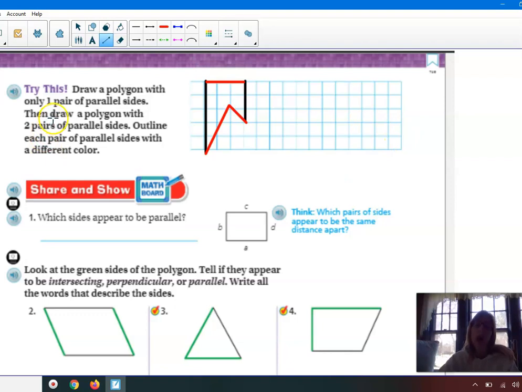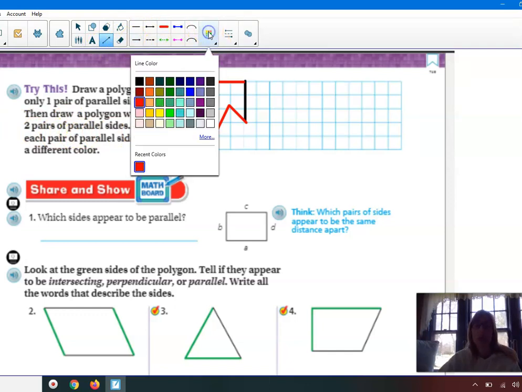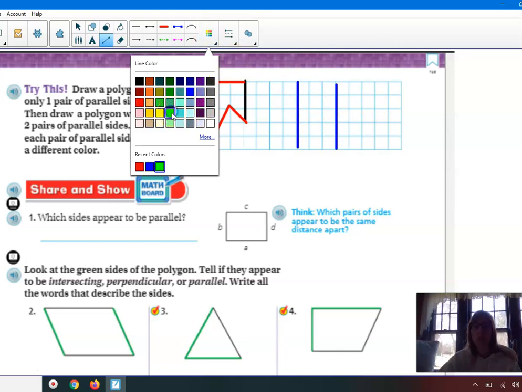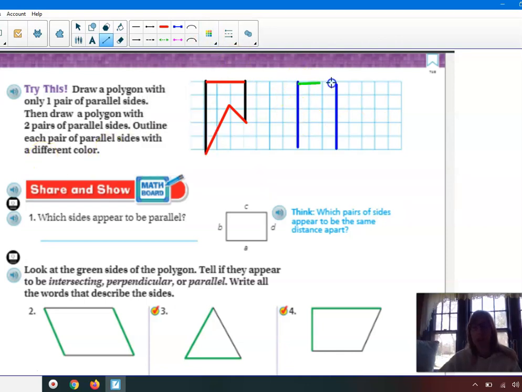Okay. So now I'm going to draw a second polygon with two pairs of parallel lines. So let me go, I'll get another color here. We'll go with blue. We're going to draw one side, two sides. So there's one set of parallel lines. Now I have to draw another set because it says two. So we'll go with green. So we're going to draw one and two. All right, so I have two different polygons, one with one set of parallel lines and then the other one with two sets of parallel lines.